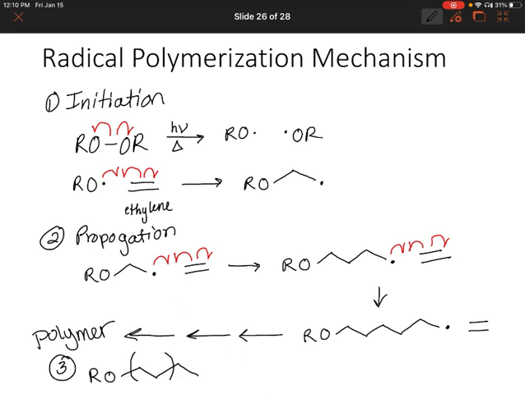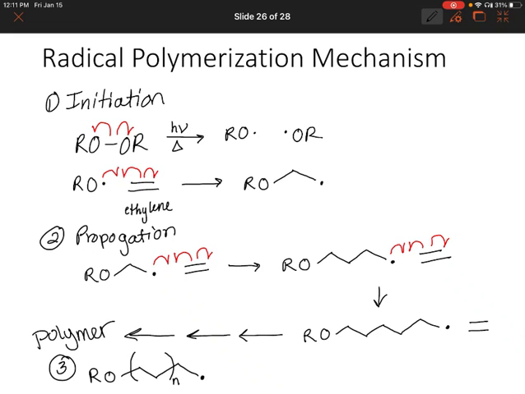And I'm just going to put however many units we have that are repeating. So maybe there's 100 of those, so I'd write 100 next to the parentheses. Maybe there's 1,000 of them, so I'd write 1,000 next to the parentheses. However many repeating units we have.